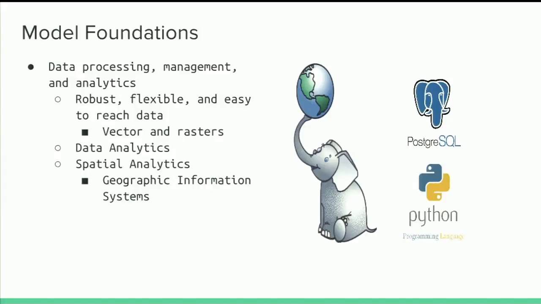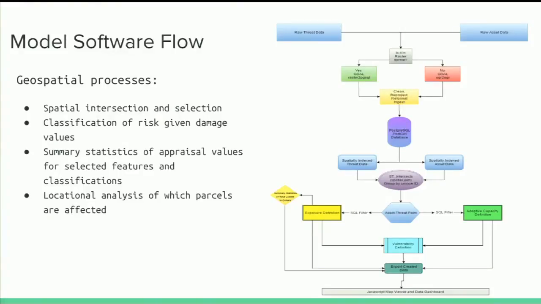My model foundations are based off of a Python PostgreSQL database, and it makes it more robust, flexible, and easy to use using vector and raster data. And then the outputs are spatial analytics. So this is the algorithm for that. There's a spatial intersection and selection. I then classify the risks given the damage values, and then summary statistics of the appraisal values or what have you, maybe length of roads, and then locational analysis of which parcels or which roads are affected.